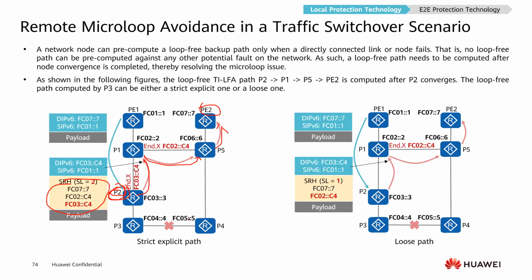So there will be two ways, strictly explicit or loose path. Basically, this is hop by hop, and this only asks P1 to forward on some special link, it will be okay. Okay, so this is remote macro loop avoidance.